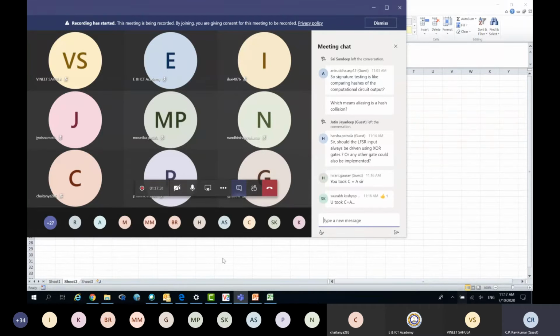Sir, should the LFSR output always be given? Yeah, XOR gates are important. It's linear only if you use XOR gate, because I told you about the linearity property. An XOR gate acts as an adder, modulo 2.